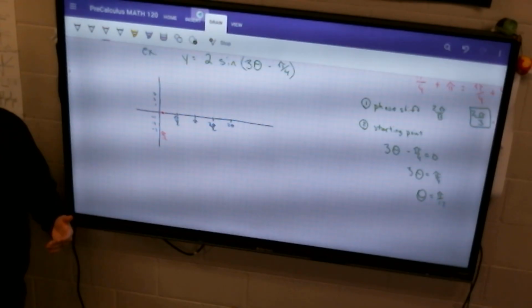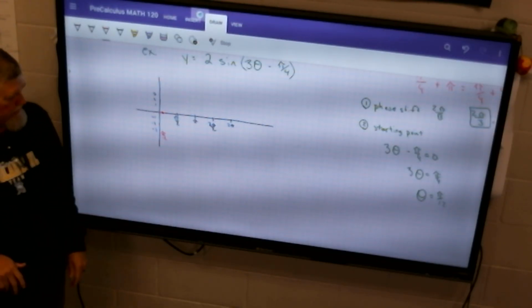I add what? You got pi over 12. I add pi over 12 and I add what to it? The phase shift. I add 2 pi over 3.